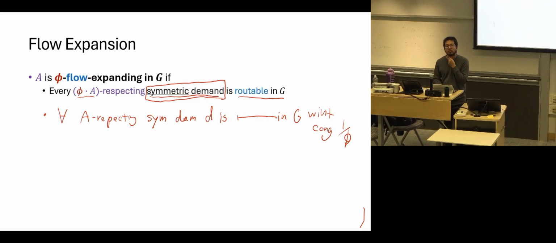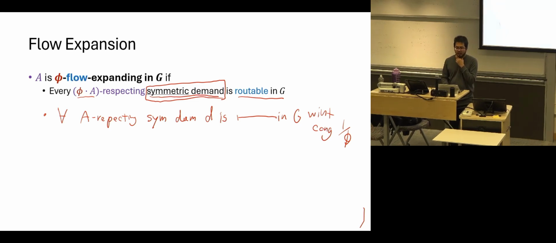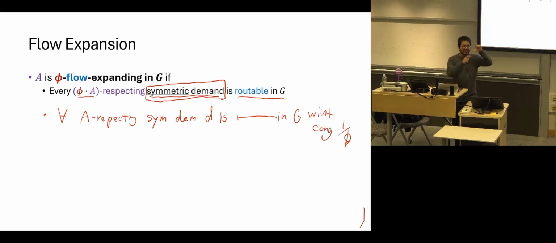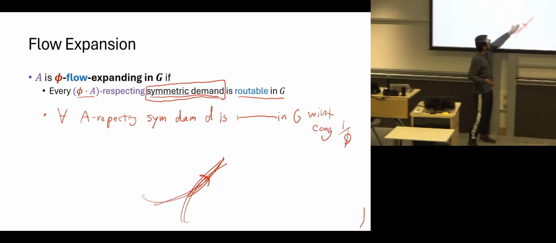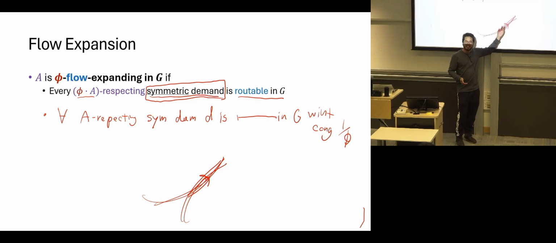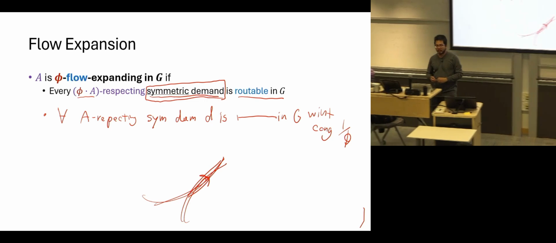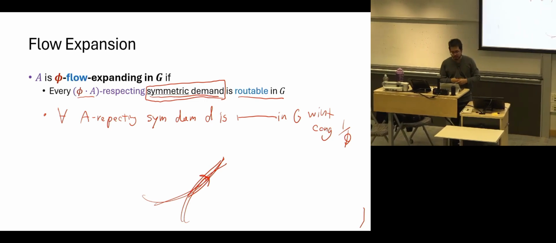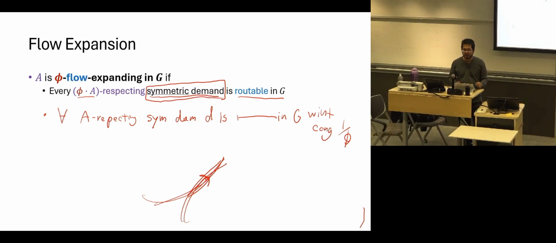So congestion is still the same definition. If there is some directed edge and a lot of flow paths crossing it, you just look at the total flow crossing this edge divided by the capacity of this edge. That's the congestion on that edge. And the congestion of the flow is just the maximum congestion over all edges, just like before.